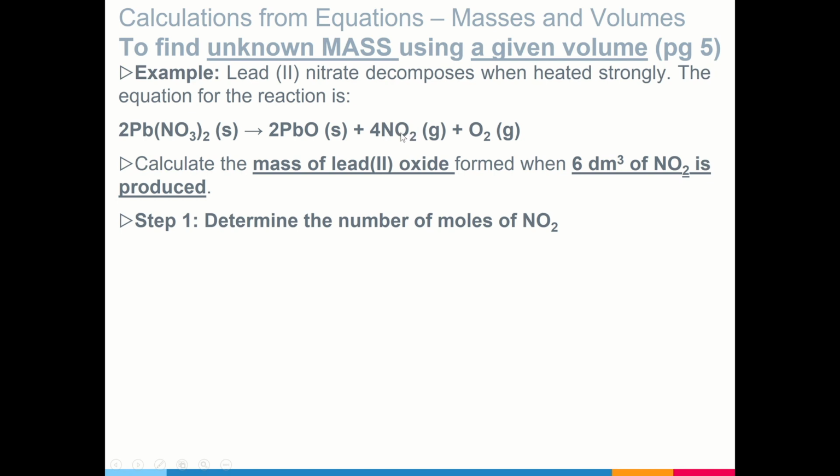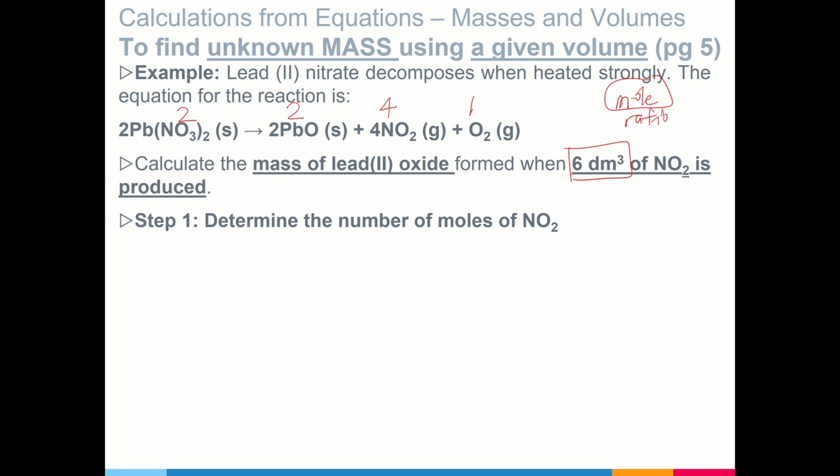Likewise, the method is the same. Always have the balanced equation, always have the mole ratio. So the common thing is the mole ratio. In this case, you have 2 moles of this producing 2 moles of lead(II) oxide, 4 moles of nitrogen dioxide and 1 mole of oxygen. So this is the mole ratio. You need to calculate moles. First of all, you're only given this value, so you work from this value. So what is the number of moles of NO2?